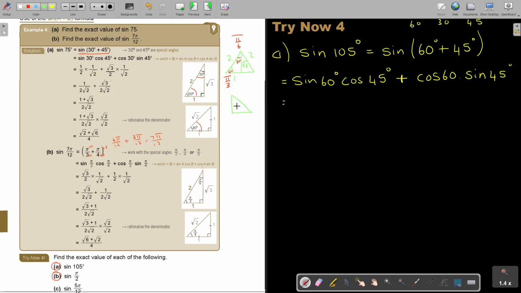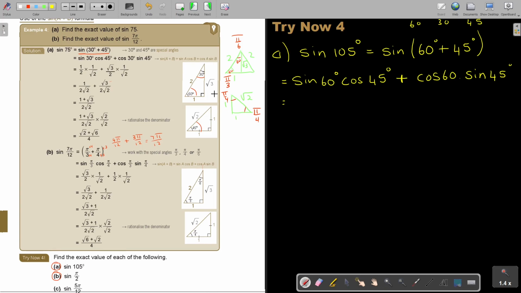45 is an isosceles triangle, and that's why it's 1, 1, and again, by Pythagoras, square root 2. And it's 45, and the 45 is pi over 4, and it's actually the same there. That's how I do it. Okay, so let's start with sin 60, but I'm first in the degrees, so I will do that for number A.